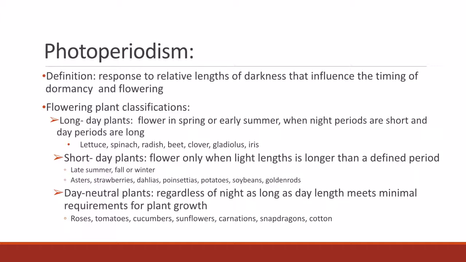Day-neutral plants flower regardless of night as long as day length meets the minimum requirement for plant growth. Examples of day-neutral plants include roses, tomatoes, cucumbers, sunflowers, carnations, snapdragons, and cotton.